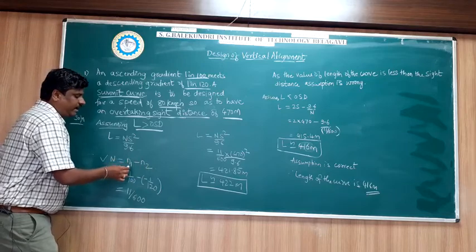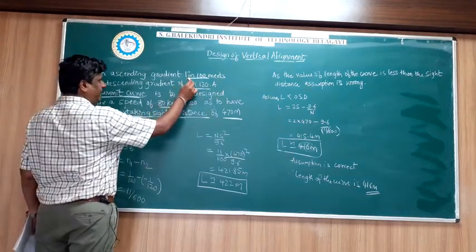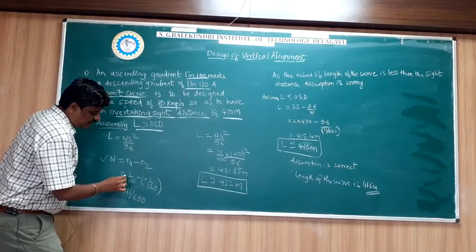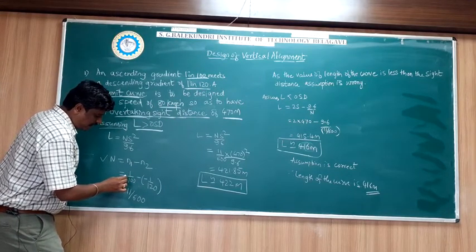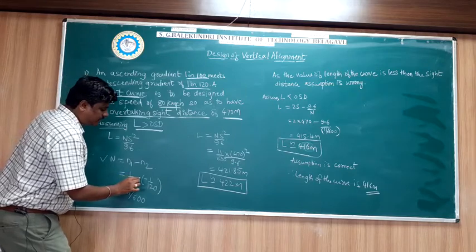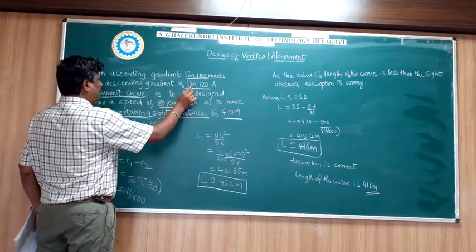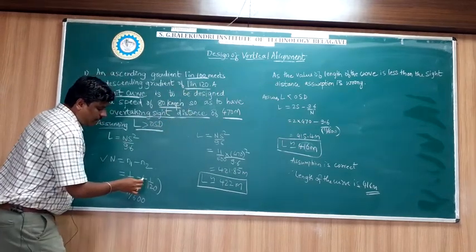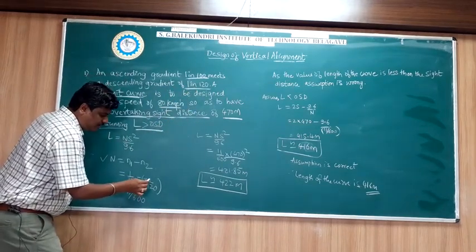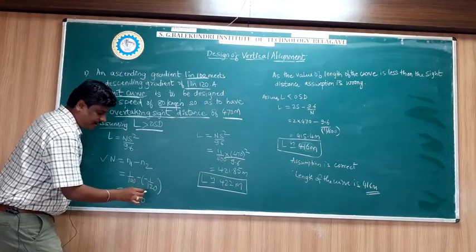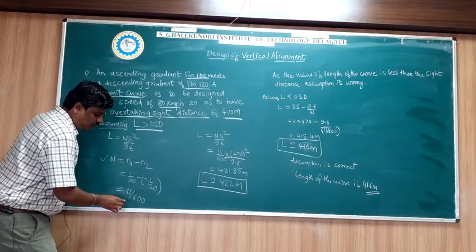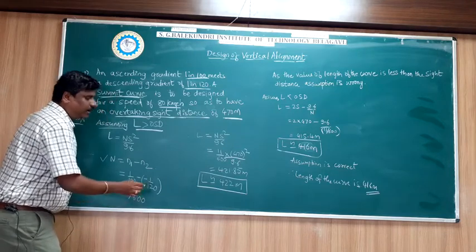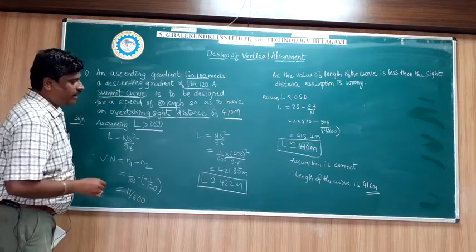Simply write what is the n1 value? It is ascending gradient 1 in 100. I substitute here 1 by 100. Since it is an ascending gradient, I will not write here any plus. Then minus. Then what is the other slope? That is the descending gradient of 1 in 120. Then I will write in the bracket minus 1 divided by 120. Then if I simplify, I will get 11 divided by 600. It is very good if you keep it in terms of fraction to avoid confusion while doing the calculation.